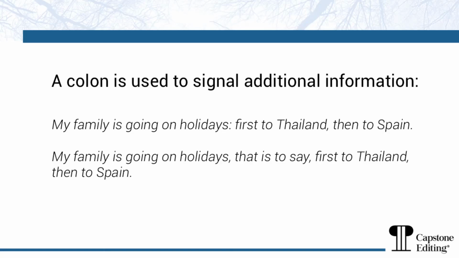A colon can be placed after a complete sentence to introduce a series, a list, or additional information. For example: my family is going on holidays: first to Thailand, then to Spain. If we check this example with the trick I just mentioned, it makes sense. My family is going on holidays, that is to say, first to Thailand, then to Spain. You could also substitute the word "namely" for the colon to check that your usage is correct.